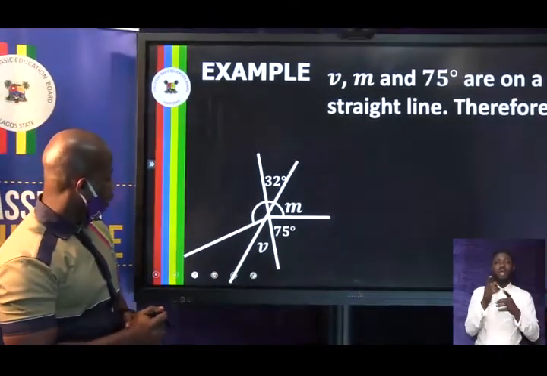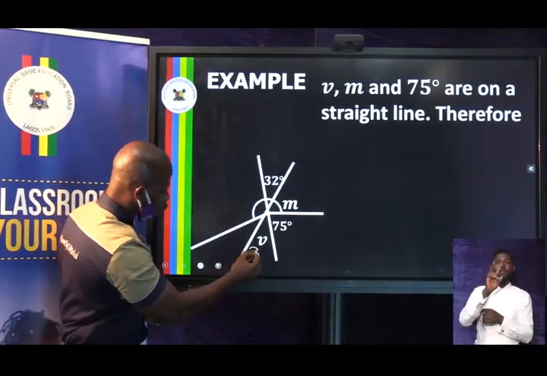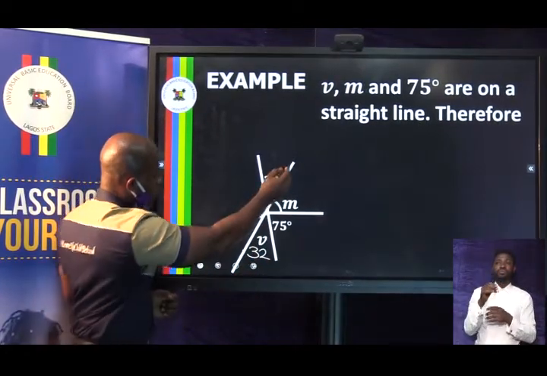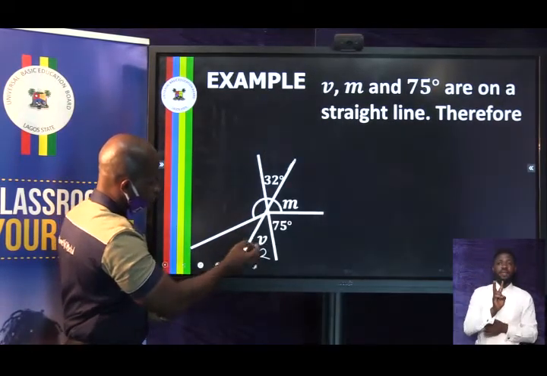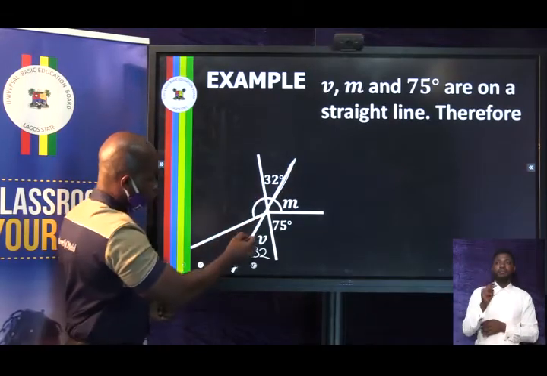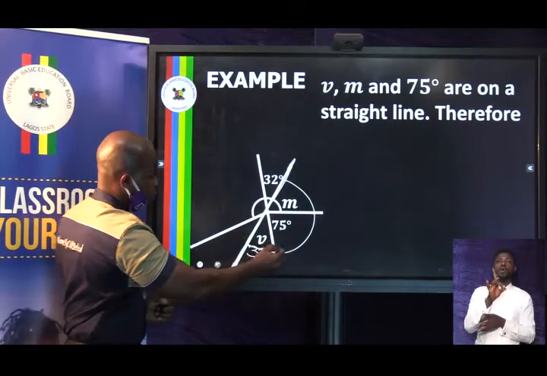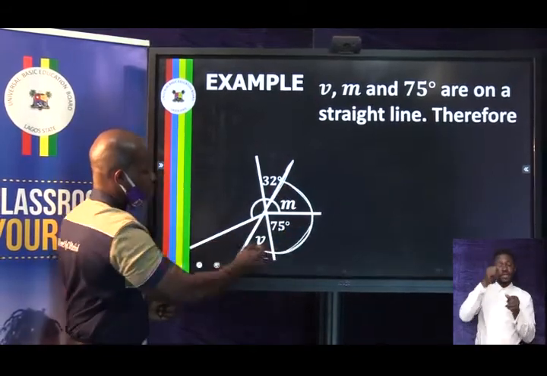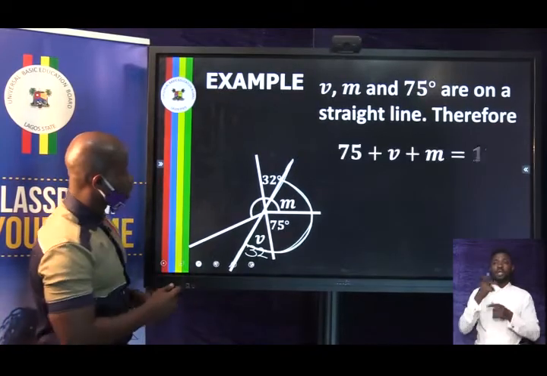So let's see how we're going to get the angle M. Remember that V now is 32. Now, study this straight line. V, 75 and M are on this straight line. That is, if you move from here and you get to this end, that's 180 degrees, if you remember. So that's exactly the relationship that we are going to use. So let's see that in action.